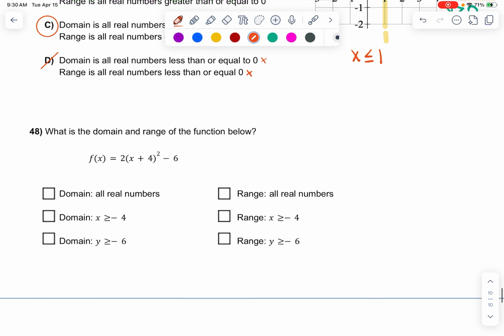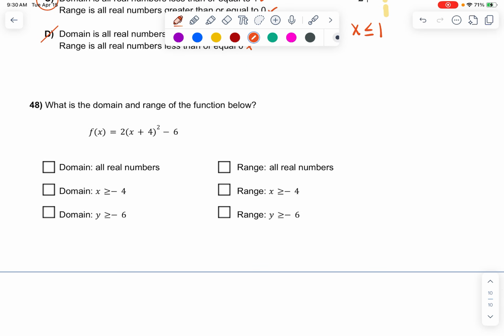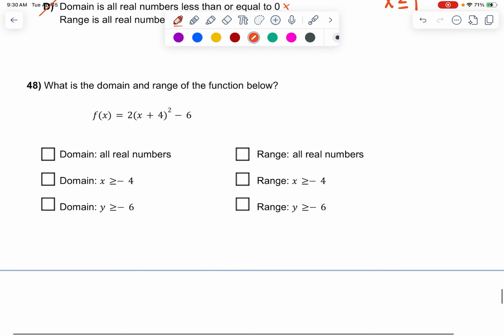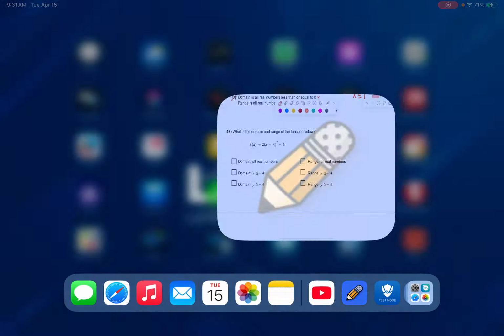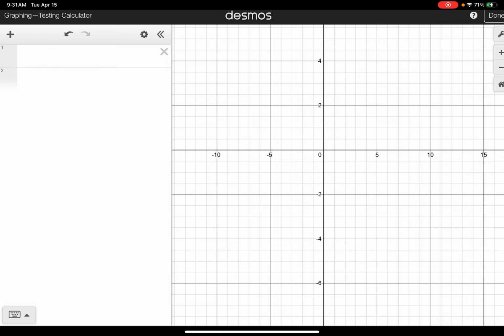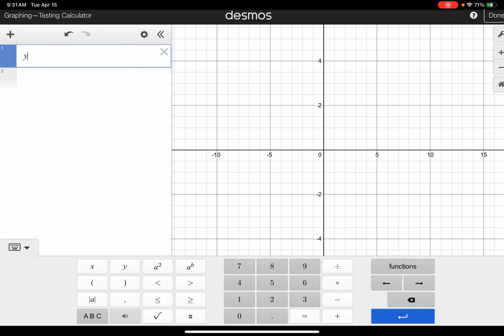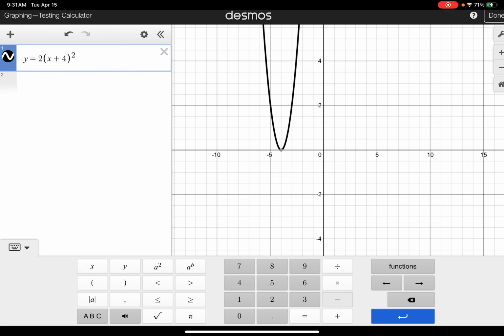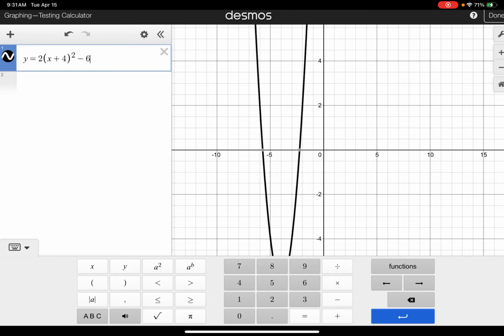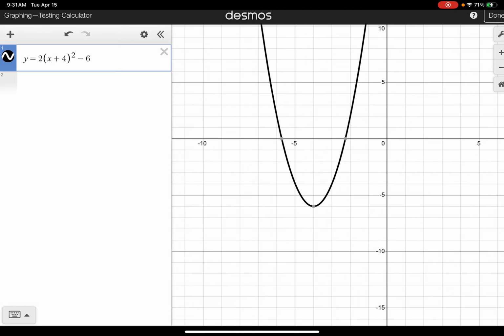All right, and then our last one, what is the domain and range of the function below? You can just answer this without using Desmos, or you can totally use Desmos. I'm going to go ahead and graph it just so we can see. I'm just going to type that whole function in, y equals, or you can put f of x, that's fine too, either one. 2 parentheses x plus 4 parentheses squared minus 6. So here's our lovely quadratic right here. The only thing I really care about is the vertex is at -4, -6.